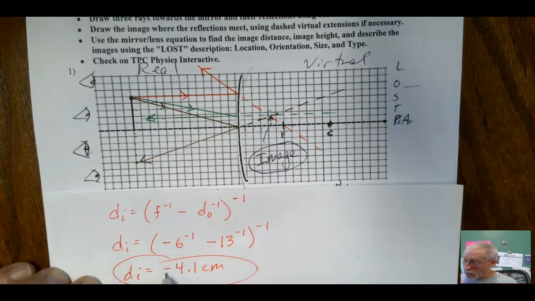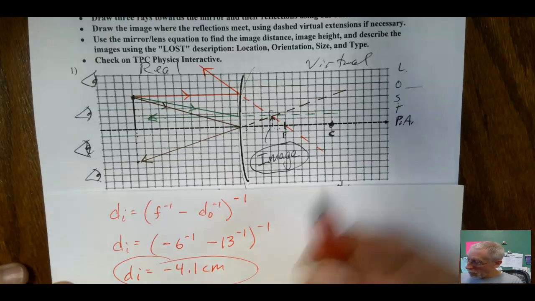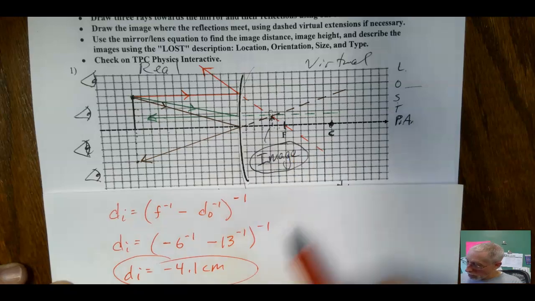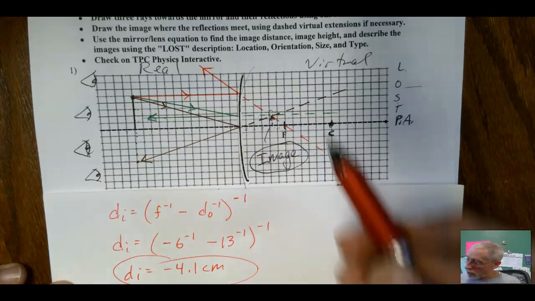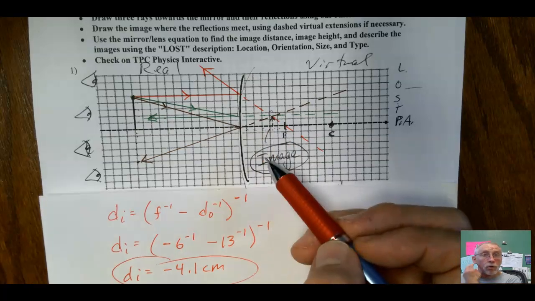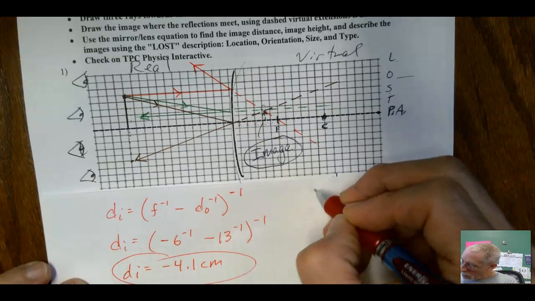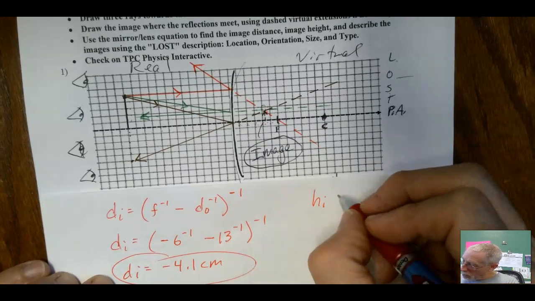It tells us negative means it's a virtual image. It's on the wrong side of the mirror, okay? And that bears out with what we saw from our ray diagram. 4.1 tells us how far from the center of the mirror. So about 1, 2, 3, 4. We got a little over 4 when we did it with our ray diagram. Very good match.